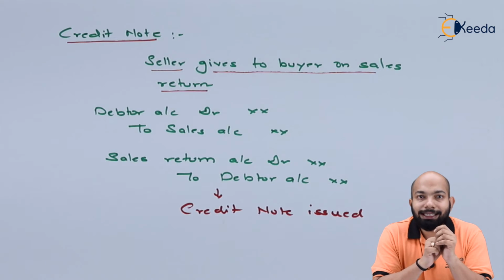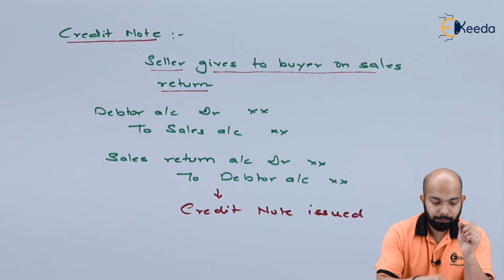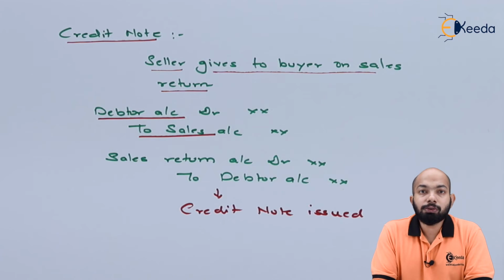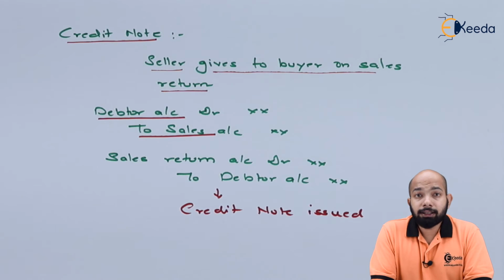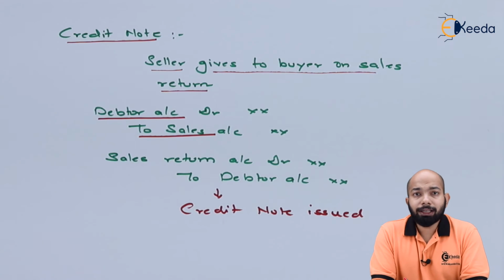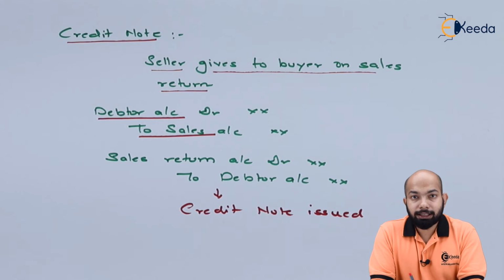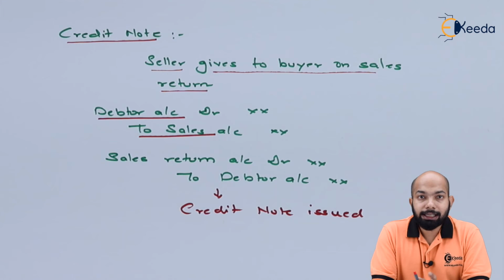Now let's go through the entry, whereby we'll figure out in which entry we'll have to create a credit note. That means the seller has to create a credit note. Let's figure out with the first entry. So the first entry refers to sales entry. That means debtor account debit to sales account. Let's take an example. Now you are the buyer, I am the seller. I will pass this entry whereby you are the debtor and I have made a credit sale. Hence, debtor account debit to sales account.